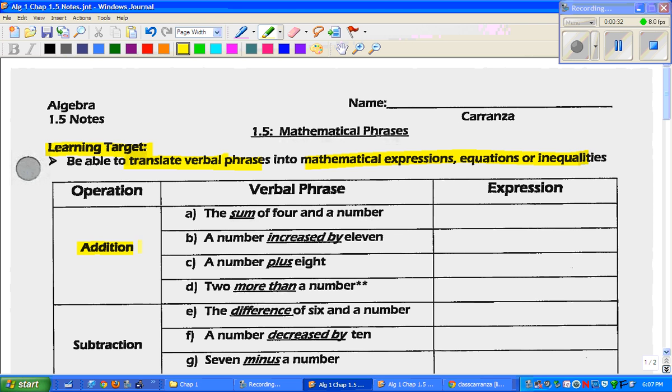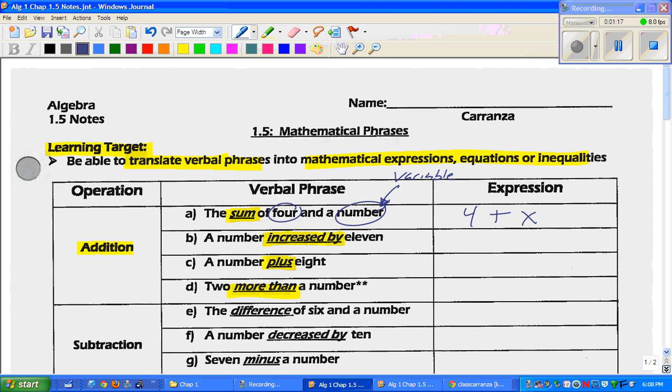So let's look at the first box. This first box, we're talking about addition. All the words that are underlined or highlighted right now in yellow are different words that mean to add. Okay? Now, the sum of 4 and a number. When you write that, you cannot write plus 4x, because that looks like multiplication. So the way we write that is the plus sign goes in the middle, the 4 comes first, and then you have the x. Anytime you see a number, that means variable.